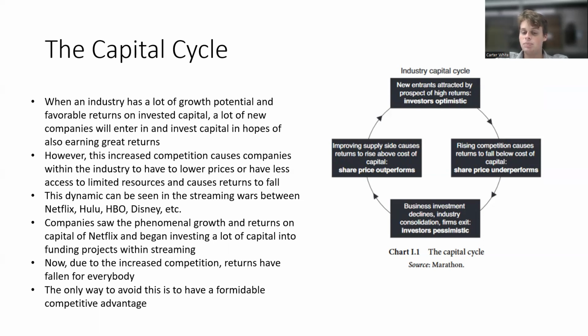And then what happens is people are pessimistic, firms leave these industries, there's consolidation within the industries. And now it's kind of the other side of things because there's so much pessimism, there's fewer people in the industry, and the ones that are still there can have an improving supply side, which basically means there's fewer people providing this good or service, right? So that means that the ROICs will go back up again. So it's kind of this cycle over and over again.